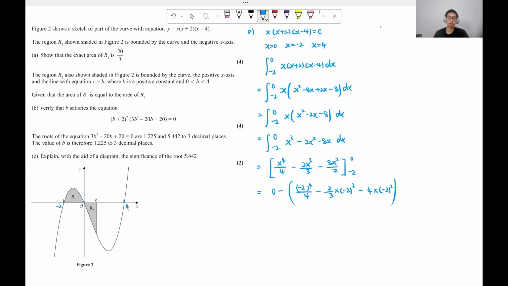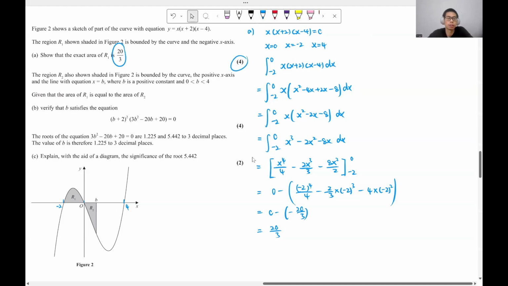So everything inside the bracket is negative 20/3, and then the negative makes it positive, so it's just 20/3. That's the final answer for part A, which is exactly the same as what they want us to show. So part A is 4 marks.